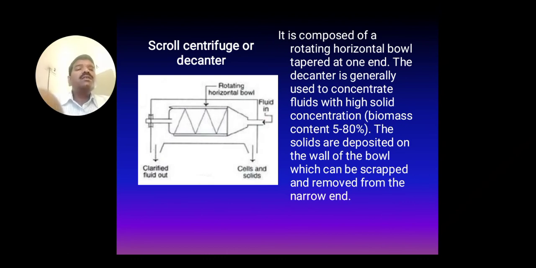Next one is the scroll centrifuge or decanter. It is composed of a rotating horizontal bowl tapered at the end. The decanter is generally used to concentrate fluids with high solid concentration. The solids are deposited on the wall of the bowl, which can be scraped and removed from the narrow end.